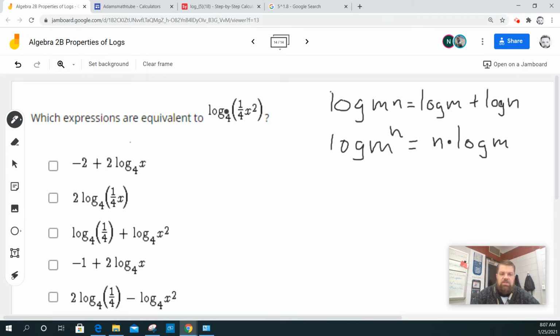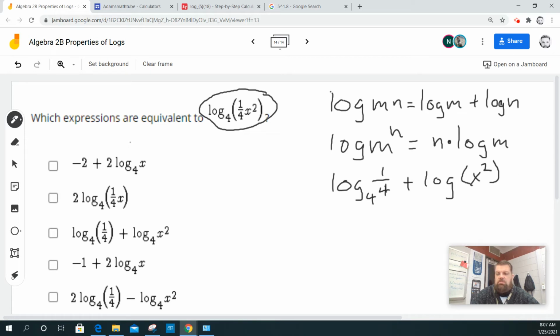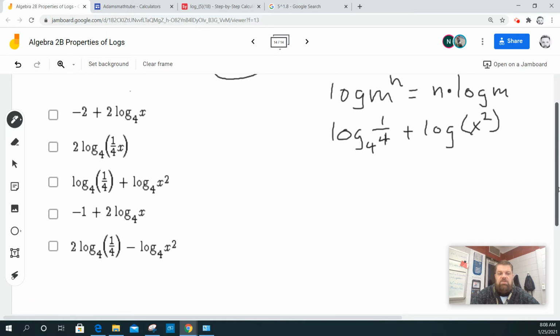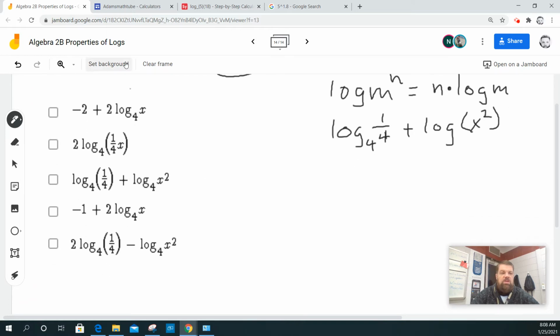So the first thing I'm going to do with this bad boy right here is I'm going to let that log base 4 become log base 4 of 1/4 plus the log base 4 of x squared. Okay, so that's the first thing I'm going to do. And if you notice, that's already one of the answers. Okay, so we'll check that off the list.